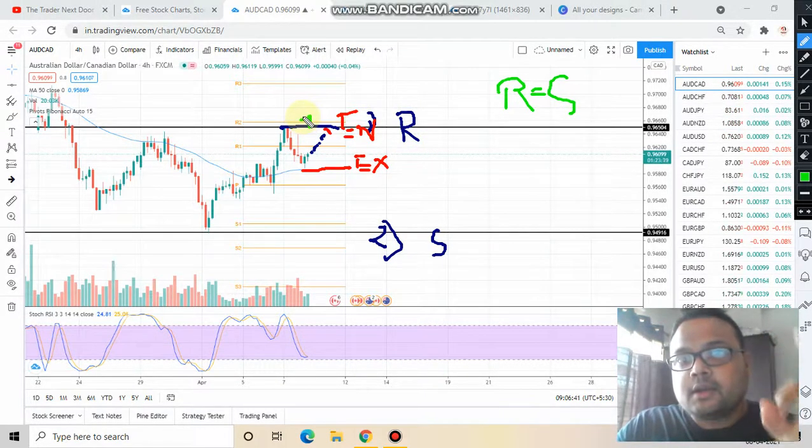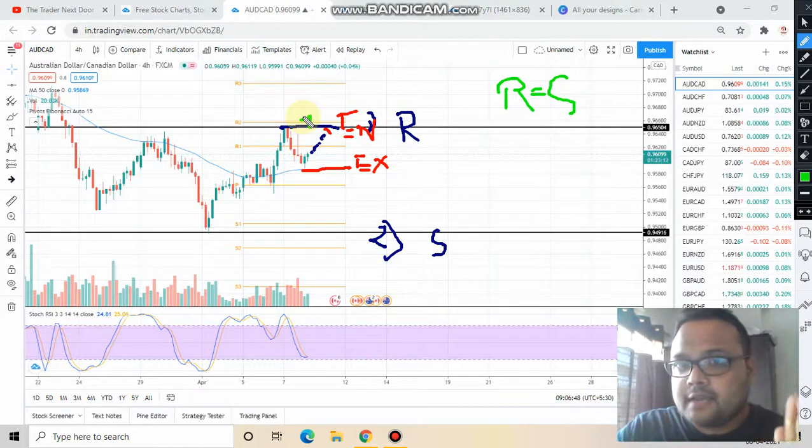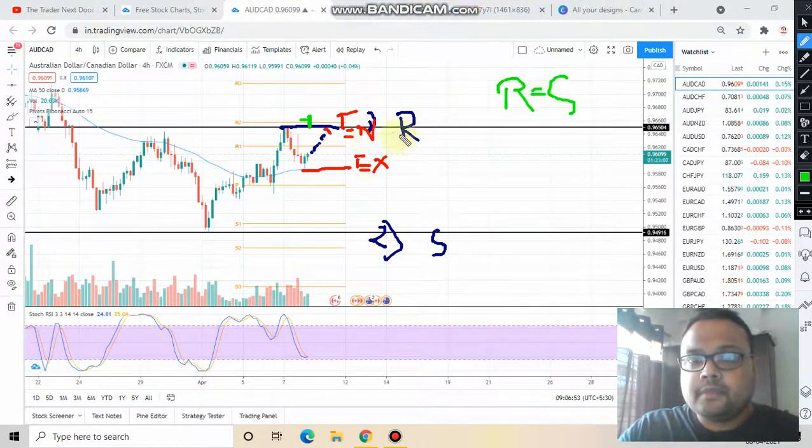But do remember, confirmation is important. Try to understand the market psychology. Then only go for a buying order above this line. Let the resistance become the support. So you can do that.